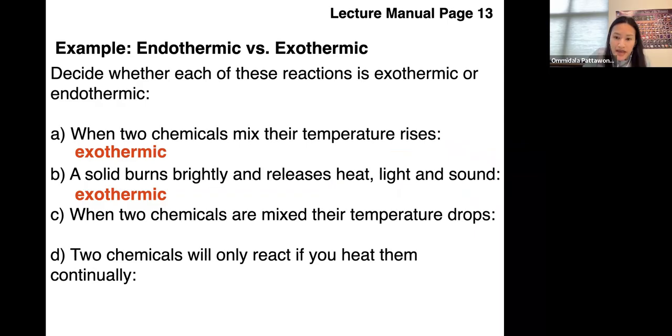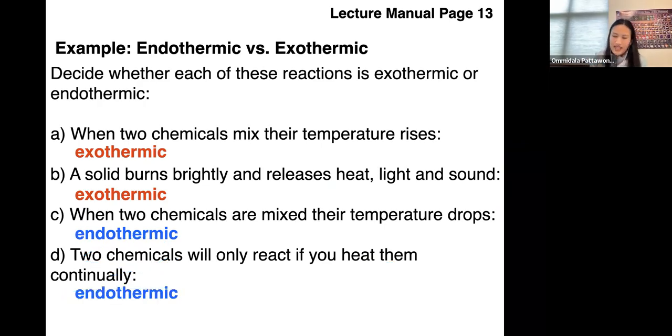When two chemicals are mixed, their temperature drops. So that would be an example of endothermic. Two chemicals will only react if you heat them continuously. Remember, the system continuously requires heat, right? Because you need to heat it. So this would be an example of endothermic.